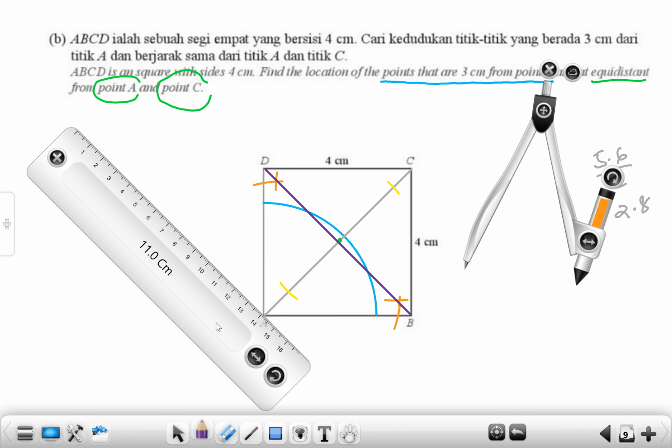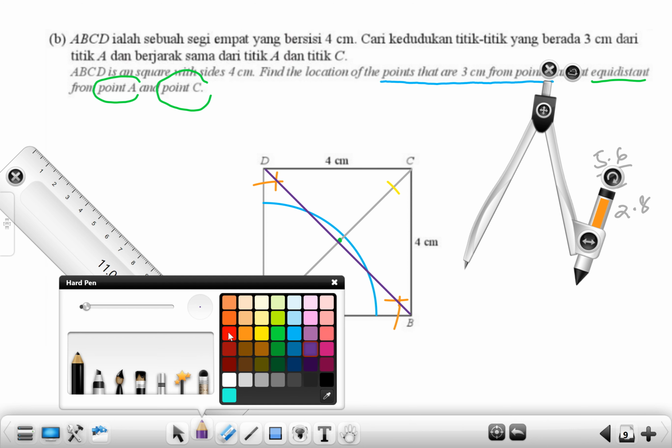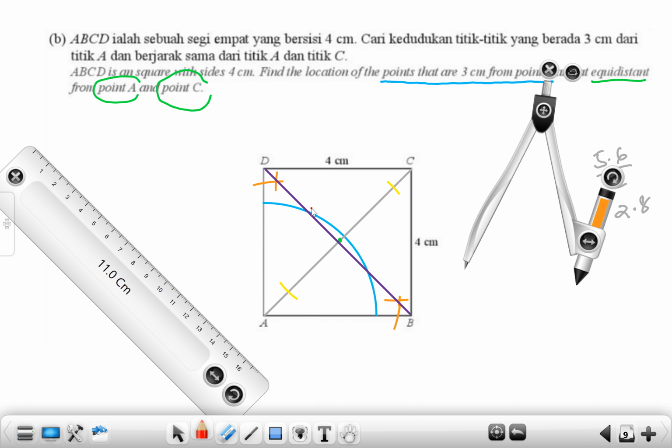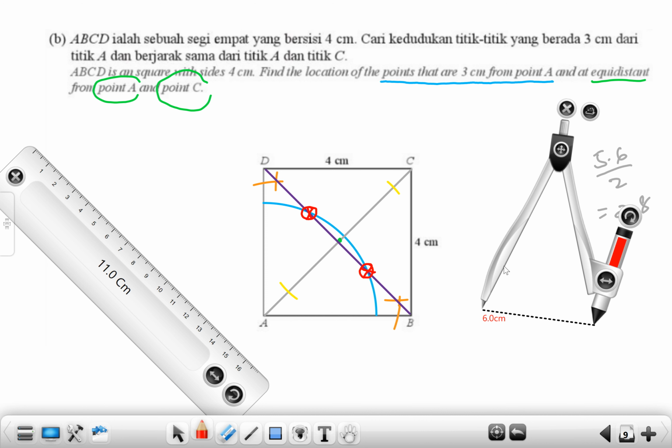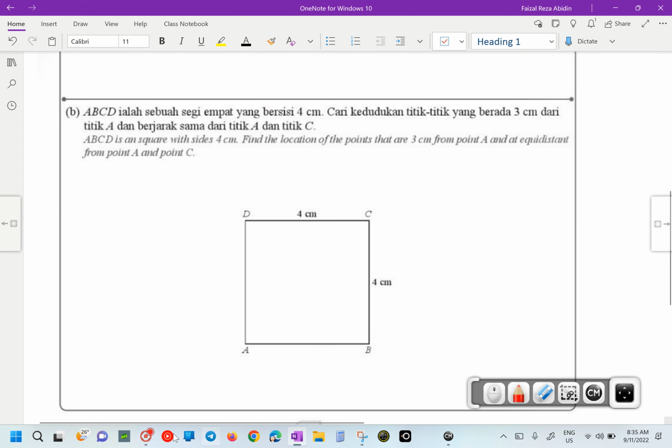Supposedly over there. Okay, that's gonna be your equidistant from point A and point C. Okay, then where's our intersection? How many you got over there? They are going to be two. One is gonna be here, and one more is gonna be down here. That's gonna be our intersection. Can, girls? Can. Okay, finish for the first.